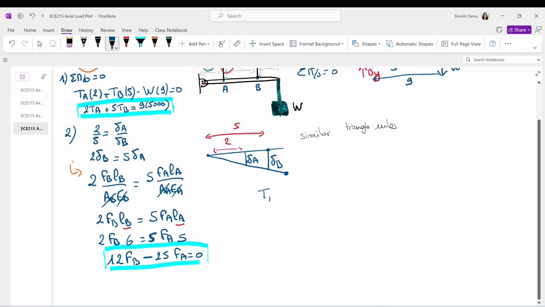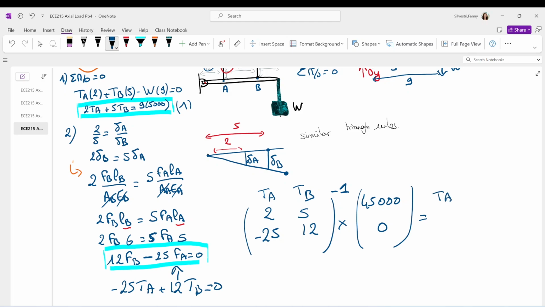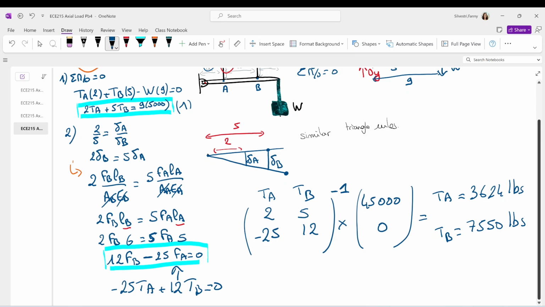Very convenient, two unknowns, we can plug that in a matrix. So the matrix will give us TA at the beginning, TB after that. So, using the first equation, 2TA plus 5TB equals 9 times 5,000, 45,000. And on the bottom, be careful, I wrote F, but that's a T in our case. So this is minus 25 TA plus 12 TB equals 0. We end up having this matrix that we invert and multiply, and that will give us the values of TA and TB. TA is equal to 3,624 pounds, and TB equals 7,550 pounds. Here we go. We have our solution.